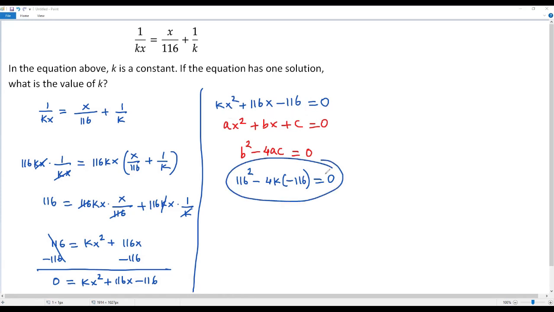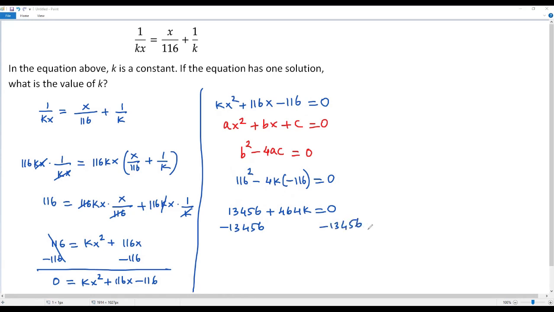Now we have to solve for k in this equation. The value of 116 squared is 13,456. And when we multiply this negative and negative, it will become positive. When I multiply 4k and 116, I am getting 464k equals 0. Now let me subtract 13,456 from both sides of this equation. When I do so, the positive and negative values will cancel out. I am getting 464 times k equals negative 13,456. Okay, now we can divide both sides of this equation by 464. Then this will cancel out, and we get k on the left side.